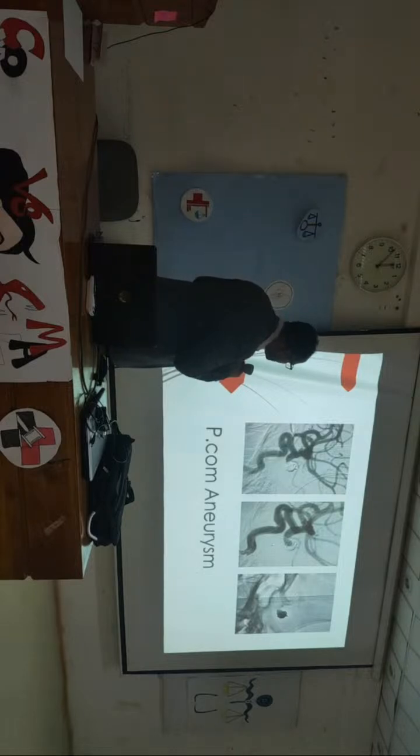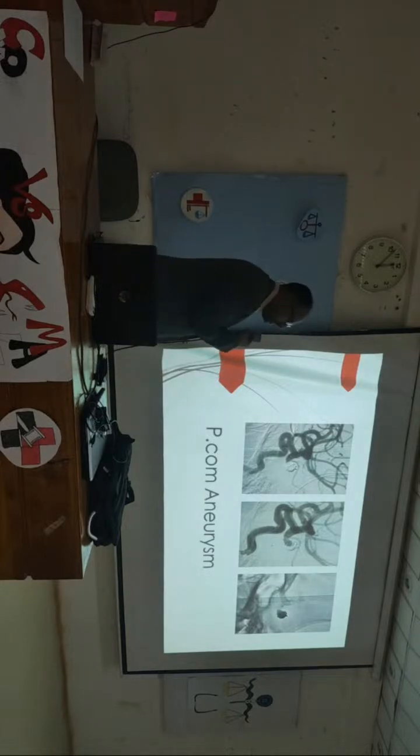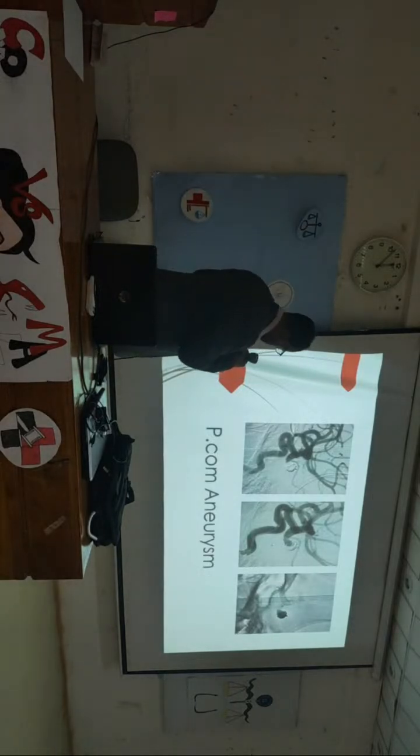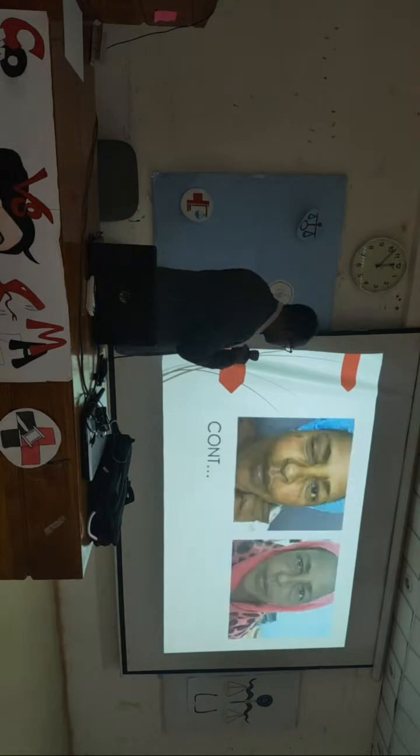In such cases, usually the patient presented with signs and symptoms of subarachnoid hemorrhage, and actually, in certain cases, the aneurysm will be elongated posteriorly and give pressure effect over the third nerve, causing ptosis and third nerve palsy.